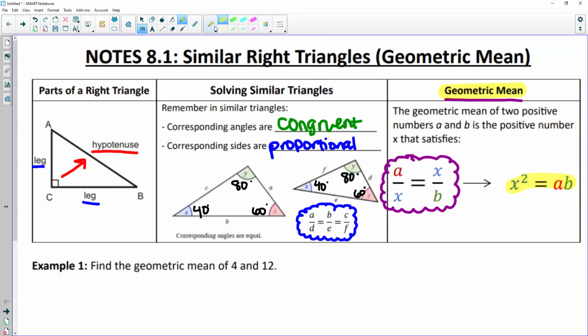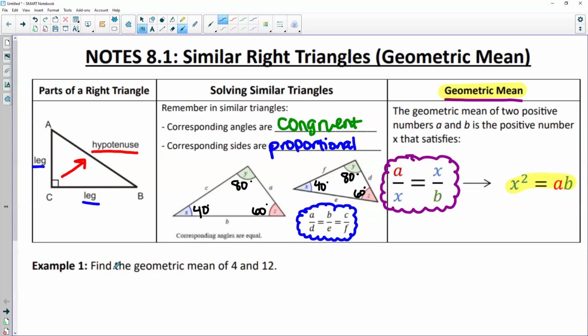But this proportion for geometric mean that we have popping up here is going to be something that you're going to see pop up throughout the notes. So like what we have here in this a over x is equal to x over b, a common theme you're going to see in the problems that we look at today. But for right now, let's look at an example that asks you to find the geometric mean.